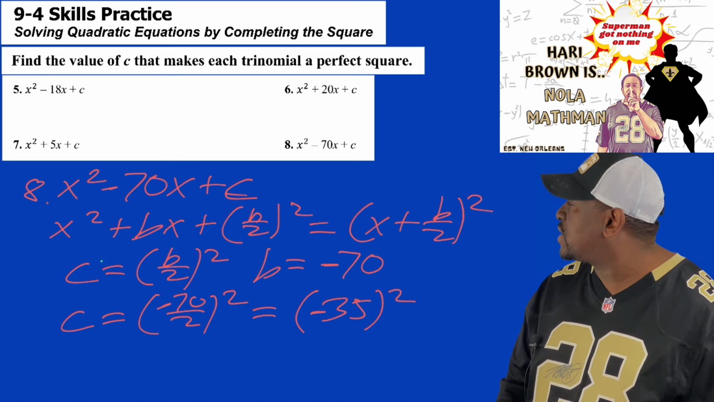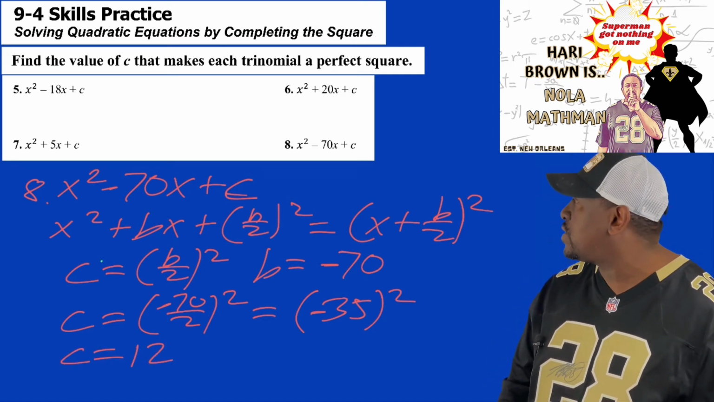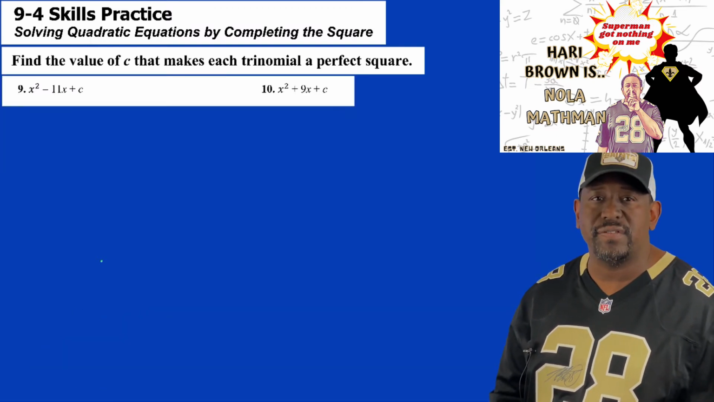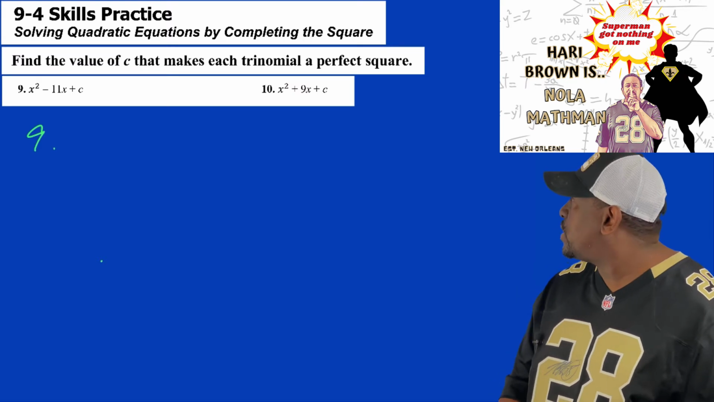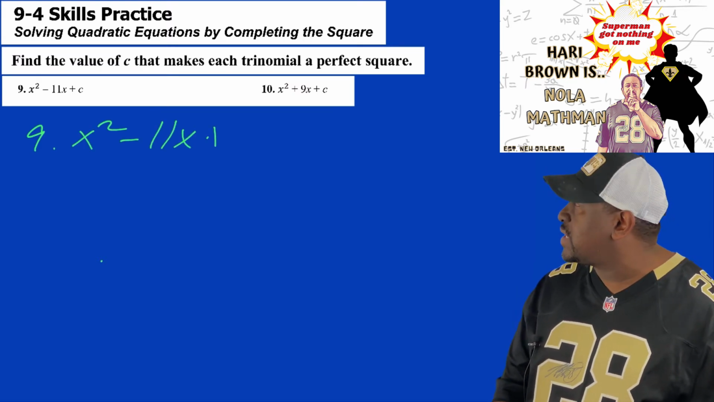And so c is going to equal, get your calculators out and plug that in, or you can write it out. You will get 1,225 as the value of c. So we're done with that. Now we do one more here. We have x squared minus 11x plus c.